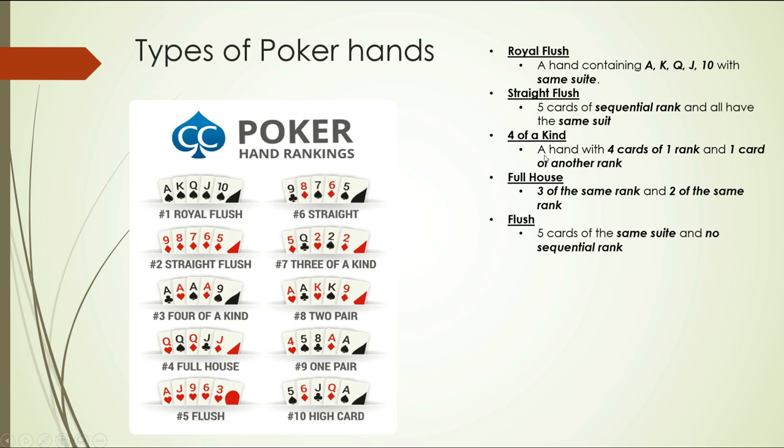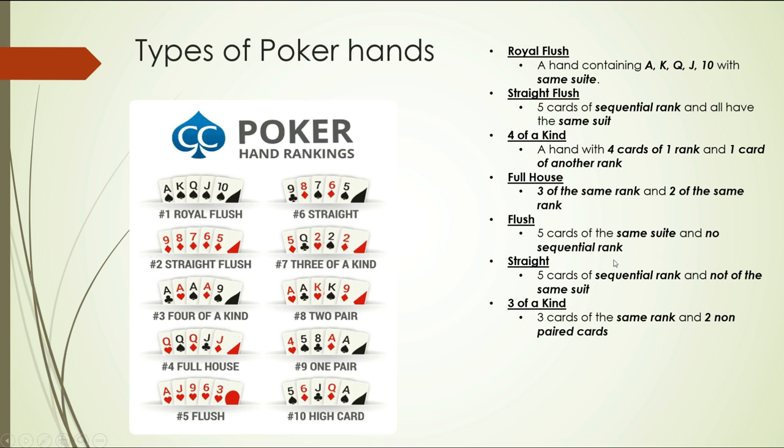Next is going to be the flush. The flush is when you have 5 cards of the same suit and no sequential rank. So as you can see here, there's no sequential rank among these cards, but they all have the same suit. Next is going to be a straight. A straight is a hand that consists of 5 cards of sequential rank and not of the same suit. So as you can see, the straight is of sequential rank. 9, 8, 7, 6, 5. They don't have the same suit.